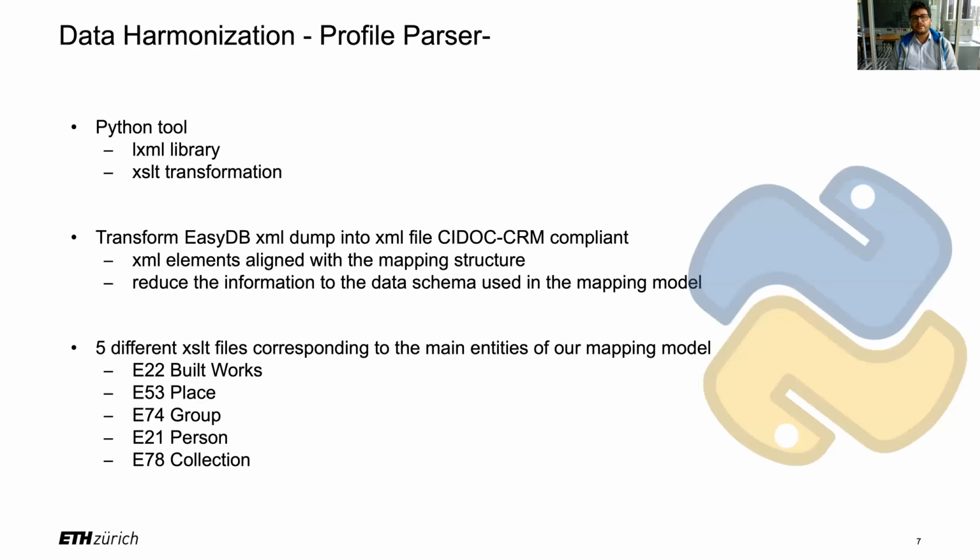So how to do that? We implemented our profile parser. It's a Python tool built on top of the LXML library. And by using XSLT files, it provides the transformation and harmonization of the EasyDB XML dump into another XML file suitable to be mapped into the 3M mapping tool. We implemented 5 different XSLT files, each of which corresponds to one of the main entities represented in our mapping schema. So we have E22 Human-Made Object, E53 Place, E74 Group, E21 Person, and E78 Collection.